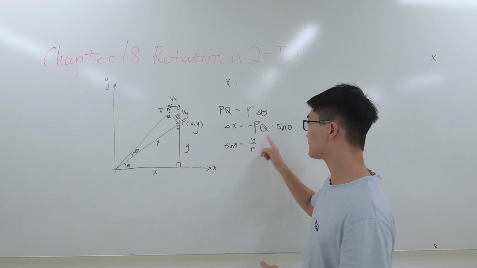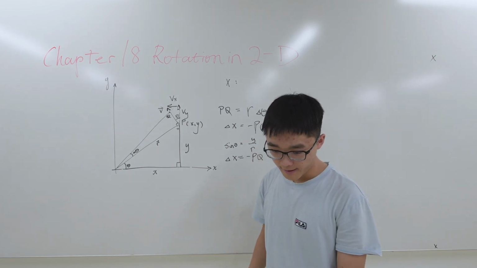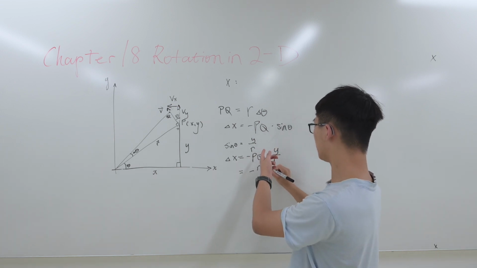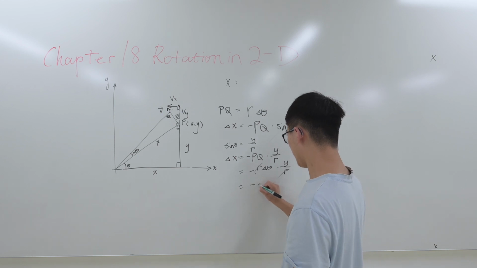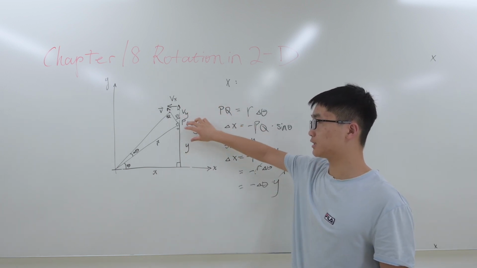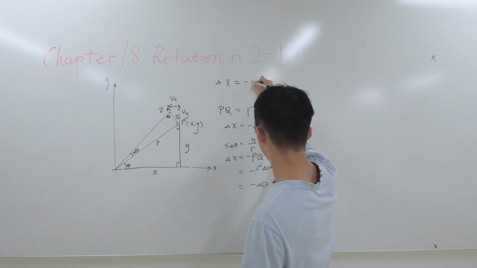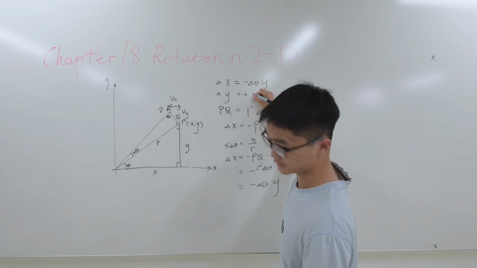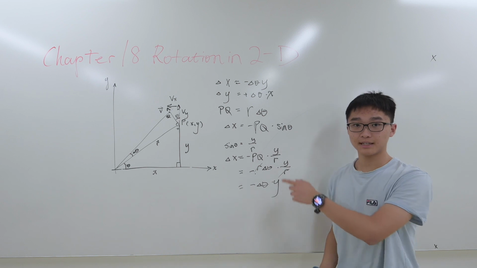If we substitute sine theta into delta x, then delta x is negative PQ times y over r. And if we substitute PQ also into this delta x, it gives us negative delta theta times r times y over r. And this r will be cancelled out, so it will at last give us negative delta theta times y. If we do the same with the change in the y direction, we shall also get the change in y. I will not write out this derivation. The reason delta y is equal to plus delta theta times x is the same; it will be the same derivation.